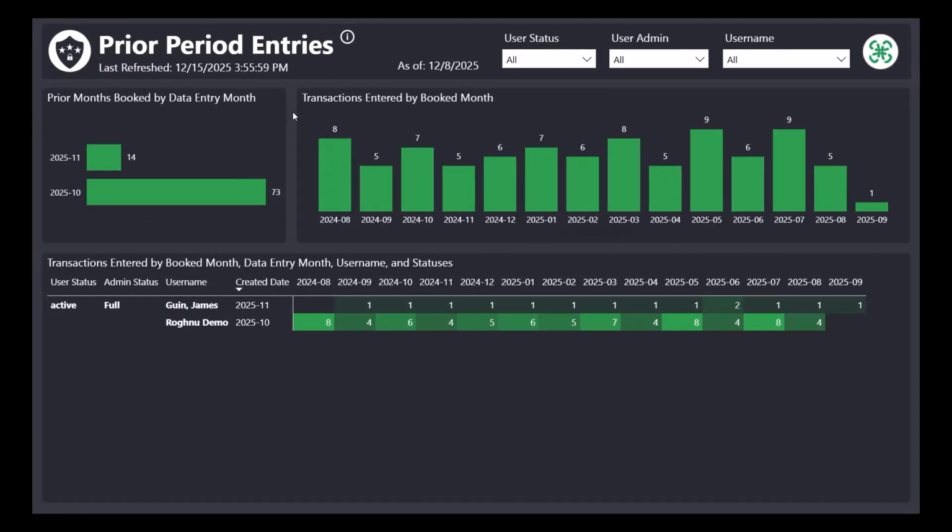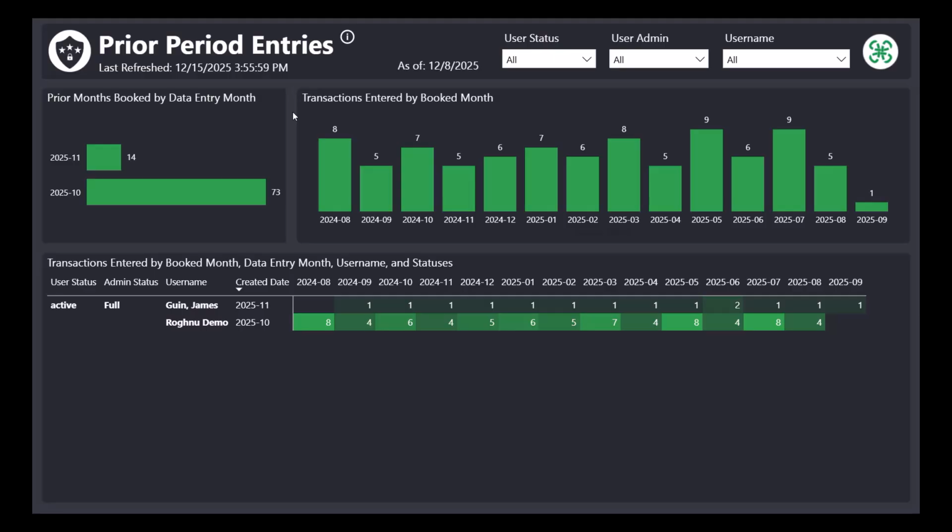Roghnu's new data anomaly analytics helps companies proactively monitor their Sage Intacct environment for best practices and risk management. Now, booking journal entries for reporting periods 2 months prior or further back introduces a mix of operational, compliance, and financial risks. And the purpose of this prior period entries dashboard is to help your data team monitor these prior period entries in order to mitigate against those risks.